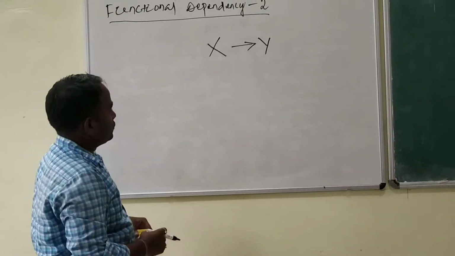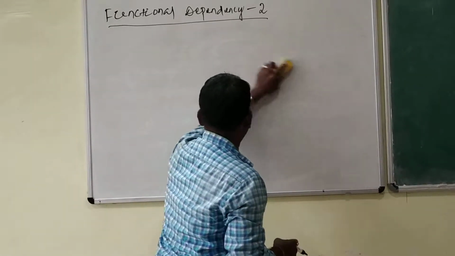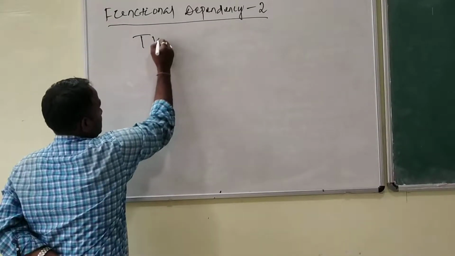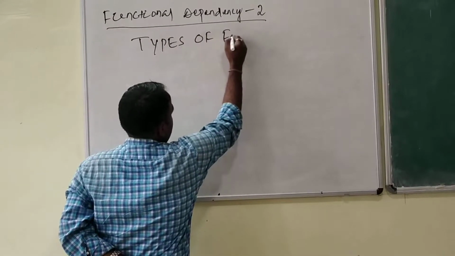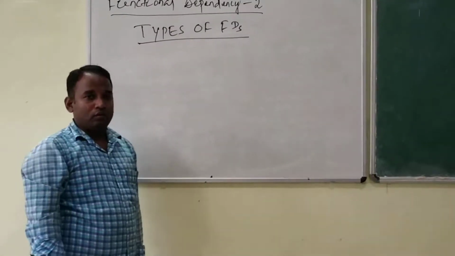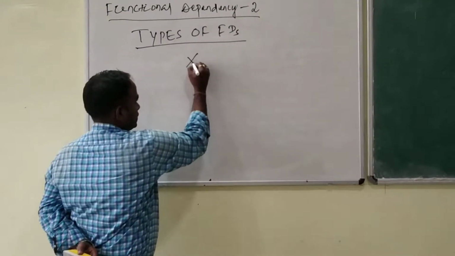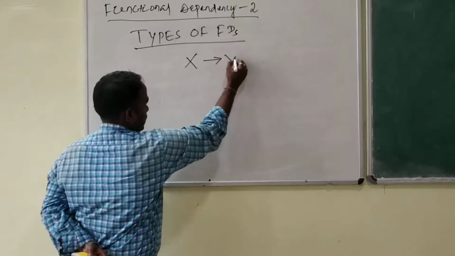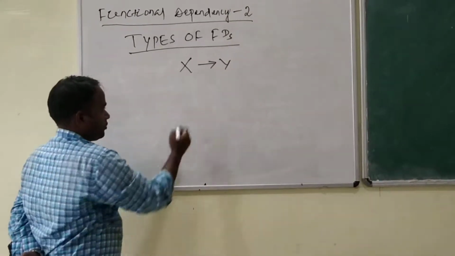In today's class, we will talk about the types of functional dependency. Any functional dependency, let's say X determines Y, will fall under three different categories.